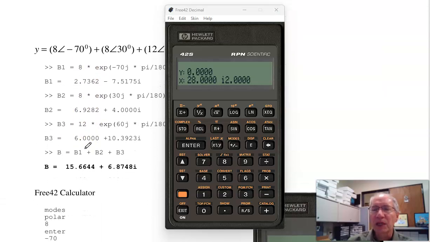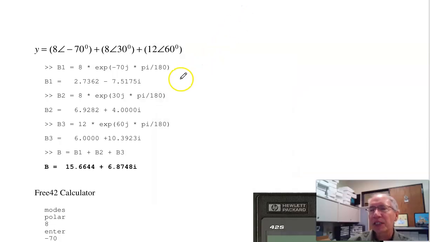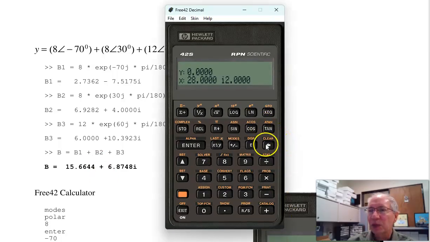In polar form, I can add them. This is where the HP actually is better than Matlab. In Matlab, I can input the numbers. Here's the first one, second one, third one, add them all up. The HPs can actually add numbers in polar form just as well.